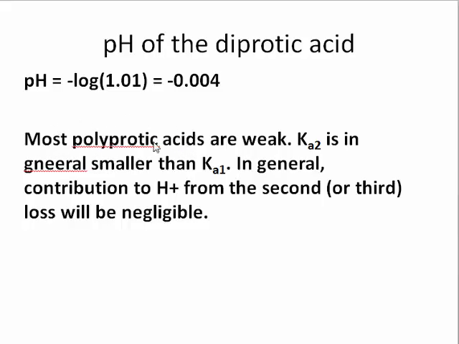Sulfuric acid is a bit of an unusual case. It's the only strong polyprotic acid that you would generally be concerned with. Most polyprotic acids are weak. Ka2 is in general smaller than Ka1, and Ka3 is smaller than Ka2, etc. In general, the contribution to H plus from the second or third proton loss will be negligible.